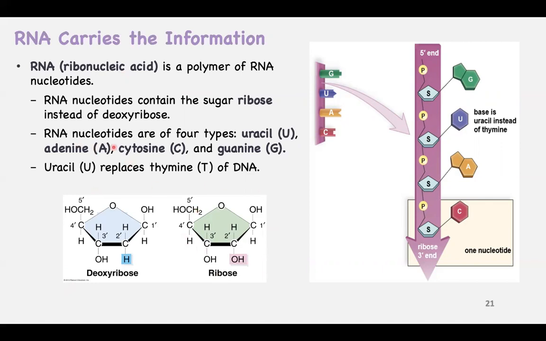So RNA nucleotides are also of 4 types, the same, the only difference is it has uracil, it has adenine, it has cytosine, it has guanine. It does not have thymine. It has uracil. So this uracil U replaces thymine, which is the T of the DNA. For RNA, you must remember there is no T, no thymine. It only has U, which is uracil. Okay.